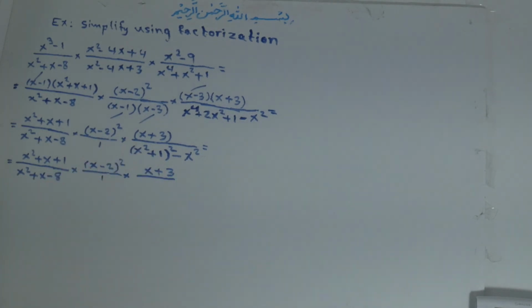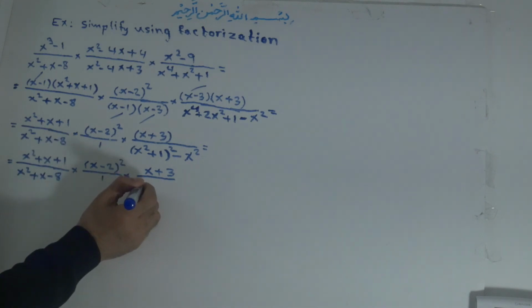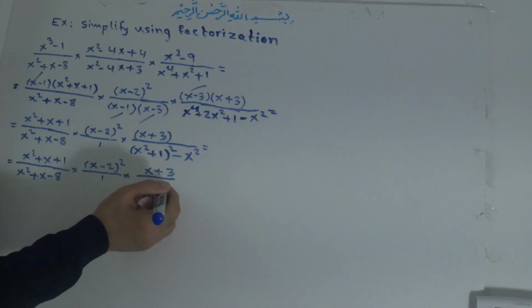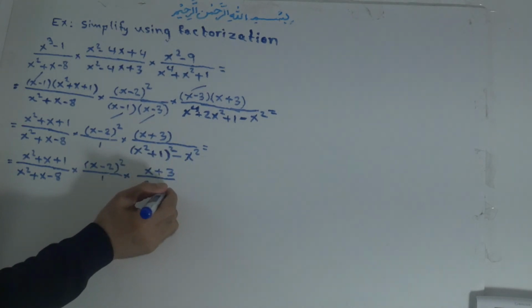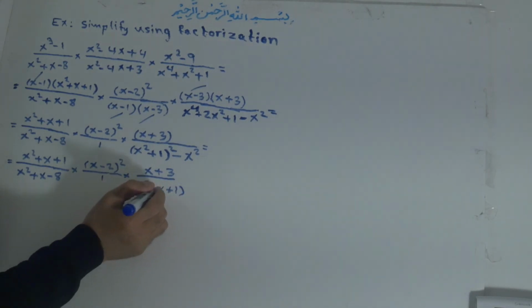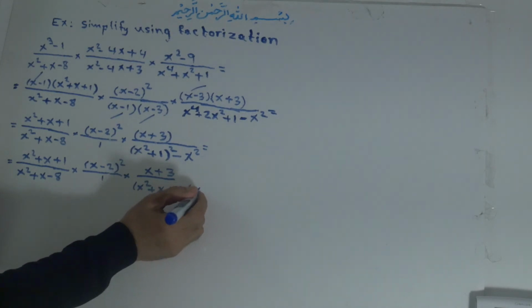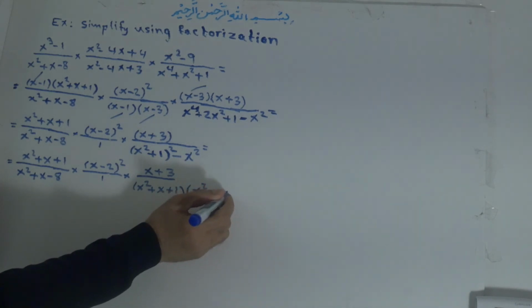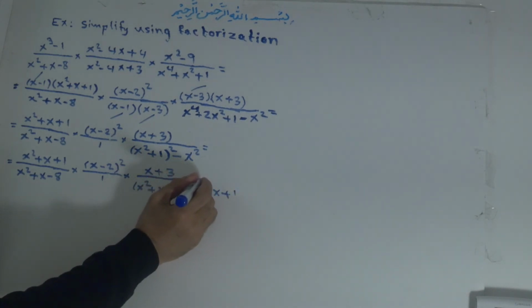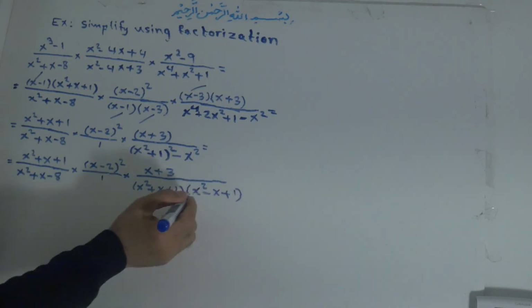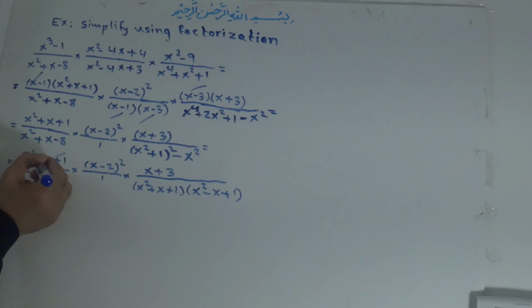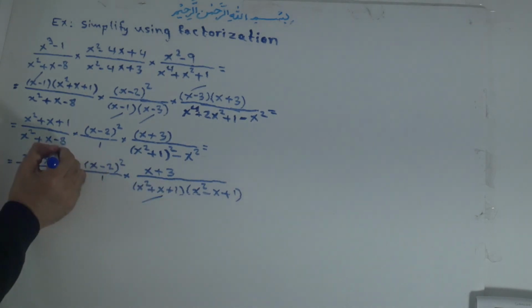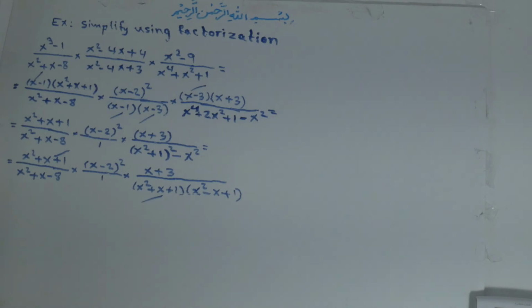Now this is the form of a square minus b square, which is equal to x to the power of 2 plus x plus 1, and then the second one is x to the power of 2 minus x plus 1. Now this one will reduce with this one, and there is not any more reducible.